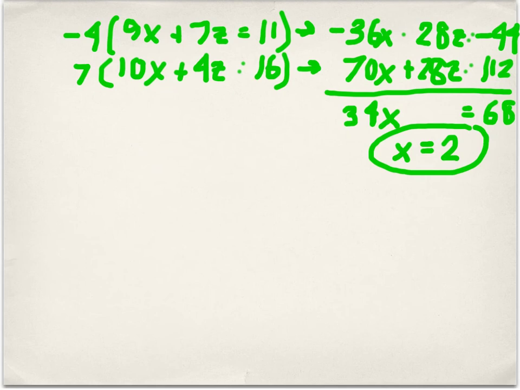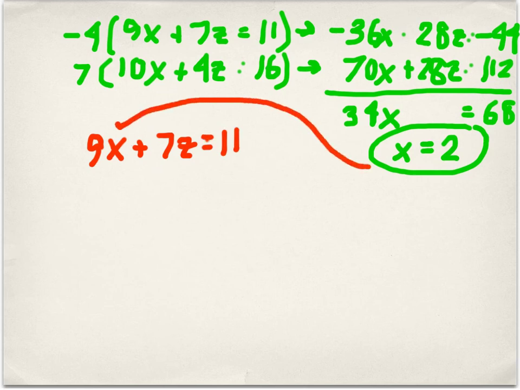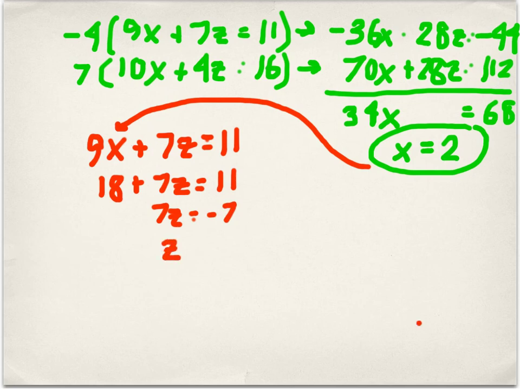Okay, now that I know that x is equal to 2, I can go back to one of my equations, maybe this one, 9x plus 7z equaling 11. I can put that 2 in place of this x, so I'm going to get 18 plus 7z equals 11. Ultimately then I'm going to get 7z equaling negative 7, so z will be negative 1.